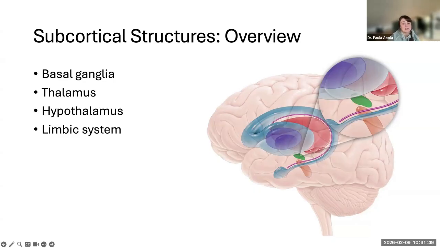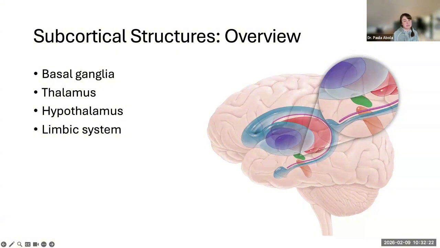The thalamus acts as a relay for sensory and motor information, and limbic structures can regulate emotion and memory. Because these systems are so closely integrated with cortical networks, dysfunction in subcortical regions can lead to widespread cognitive and behavioral effects, even when the cortex itself remains structurally intact. So these areas are particularly relevant in movement disorders and psychiatric conditions.